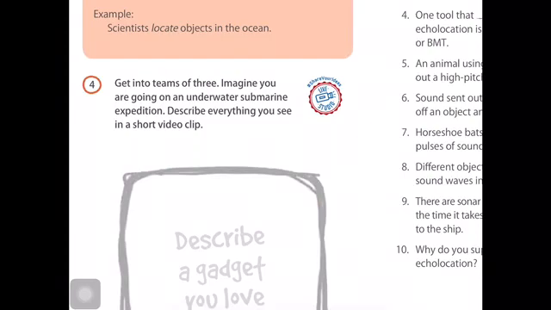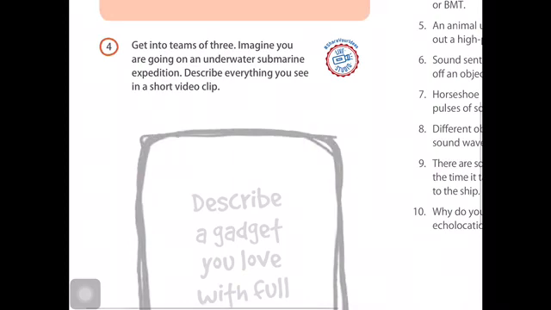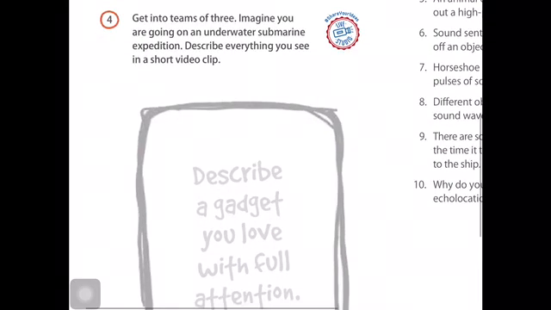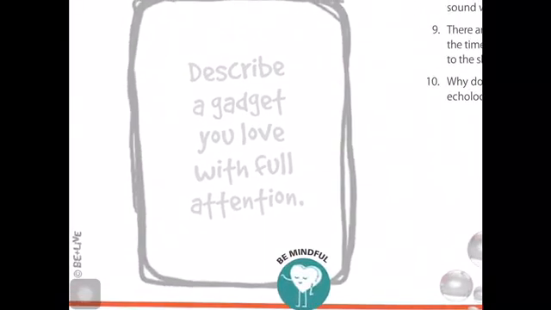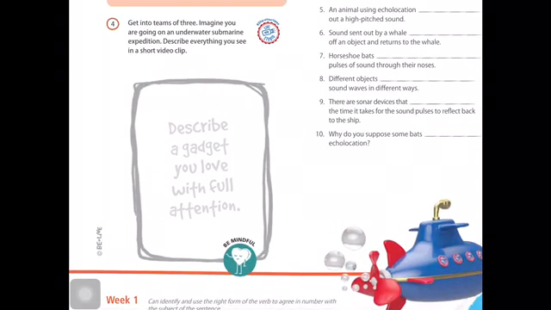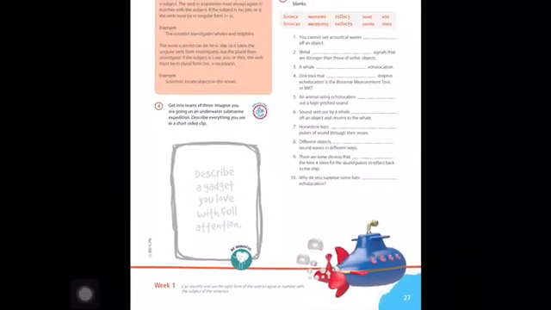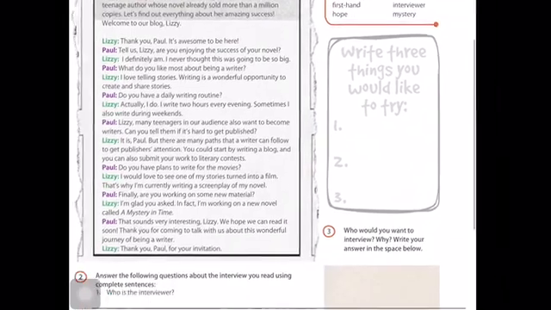But no, don't worry. You can make a short video clip describing everything that you see. You are going to imagine that you go in a submarine underwater. And finally, describe a gadget you love with full attention. Okay, what is a gadget? A gadget can be a cell phone, a computer, a device, something electronic that you like. Okay? Very good. You have some more exercises.